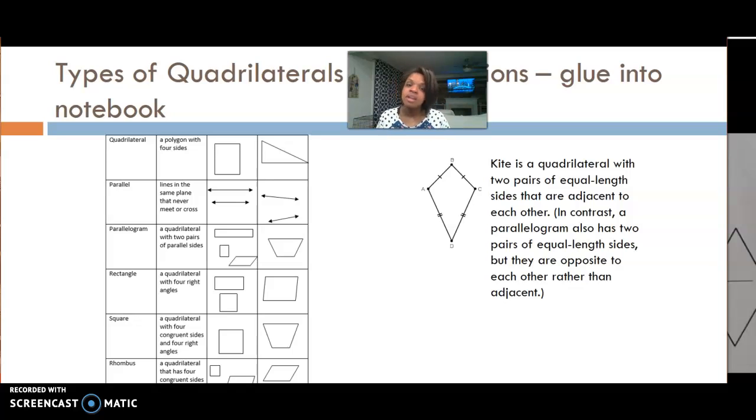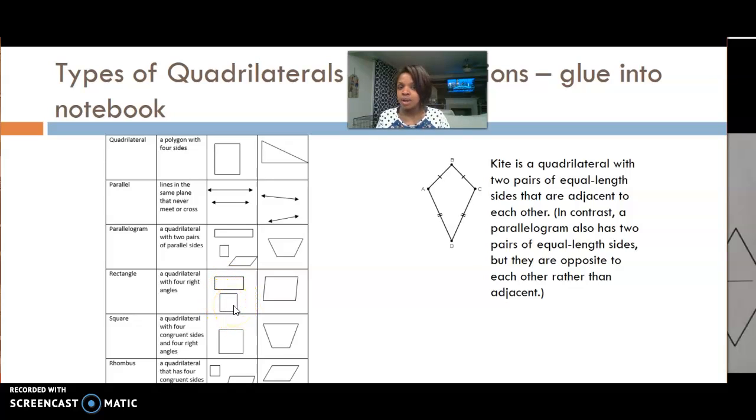A triangle is a right triangle if it has one 90-degree angle, okay? So a rectangle has four 90-degree angles. It has a right angle in every corner, okay? So these are examples of rectangles. This rectangle here, and this square here.